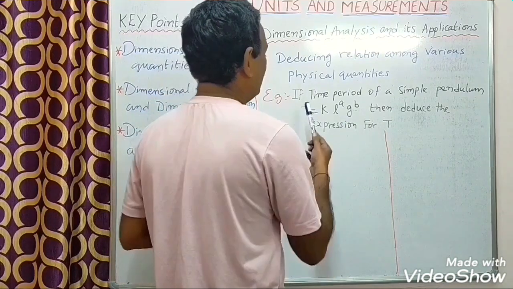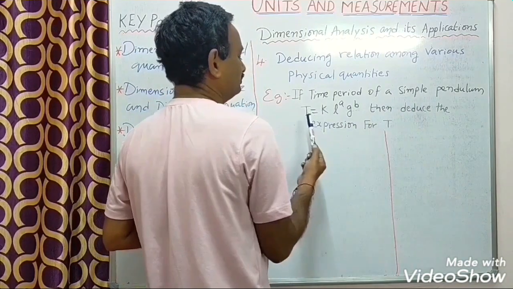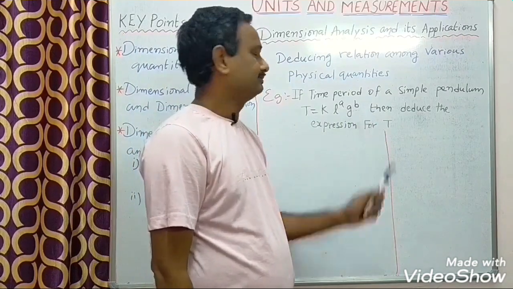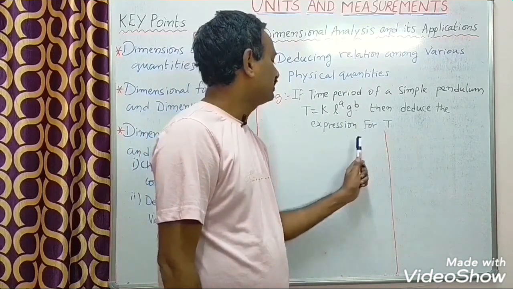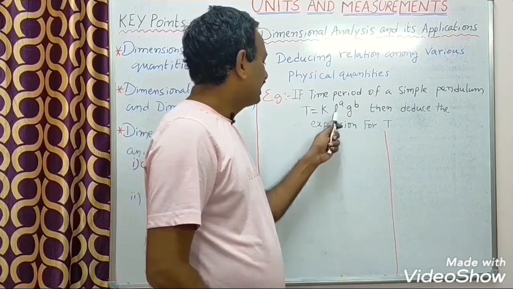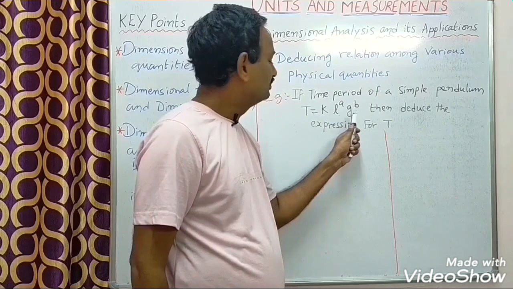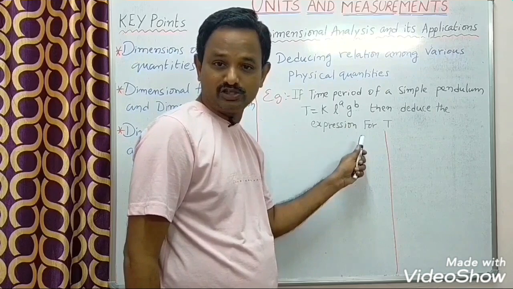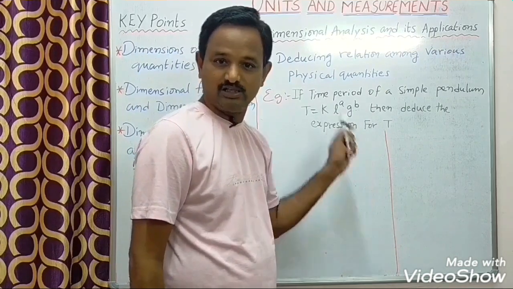See, here if the time period of a simple pendulum T equal to K into L power a, g power b, then deduce the expression for time period. Where L is the length of the pendulum, g means acceleration due to gravity. Now we will deduce the expression for this equation. Look at here.